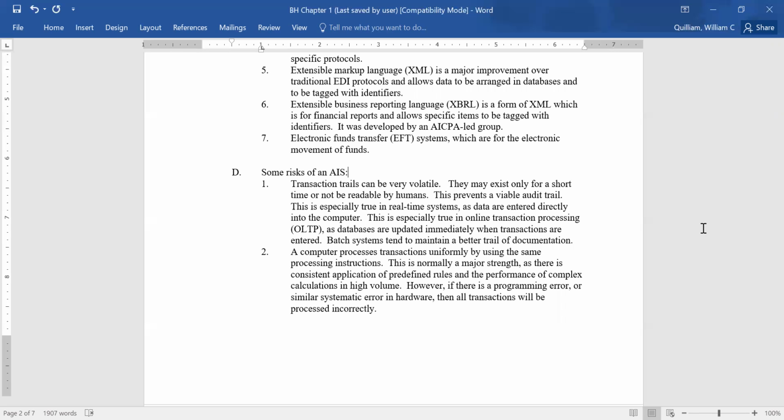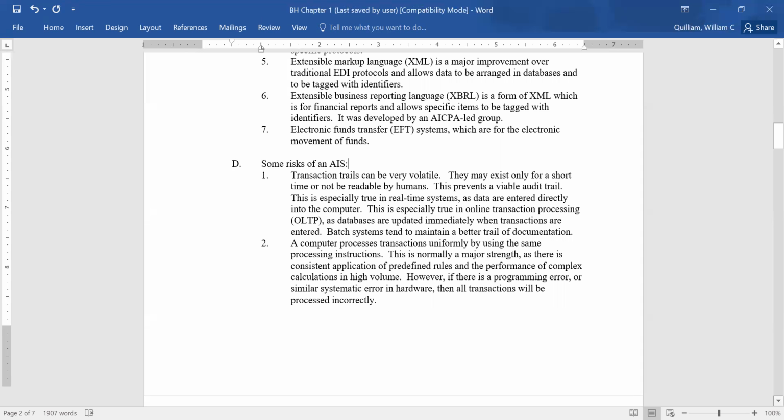Now, number 2, a computer processes transactions uniformly by using the same processing instructions. And that's normally a major strength as there is consistent application of predefined rules and the performance of complex calculations in high volume. However, if there's a programming error or a similar systematic error in software, then all transactions will be processed incorrectly. So again, it's a double-edged sword. There's not the judgment there that humans have. Artificial intelligence is making some promises there to help remedy that. So again, we shall see.